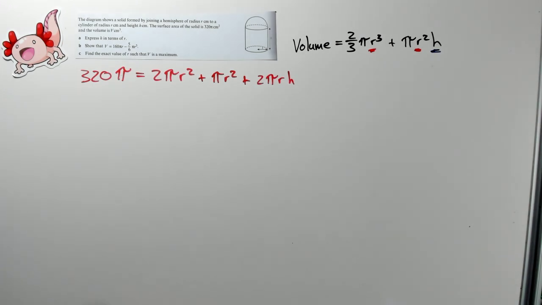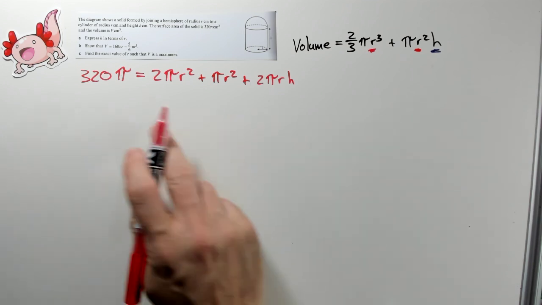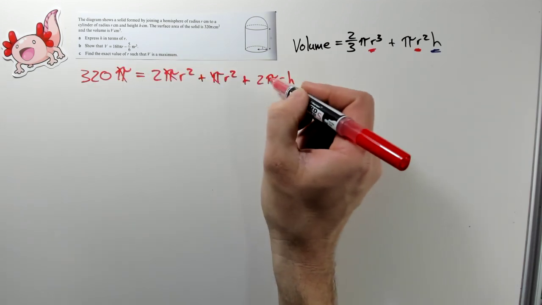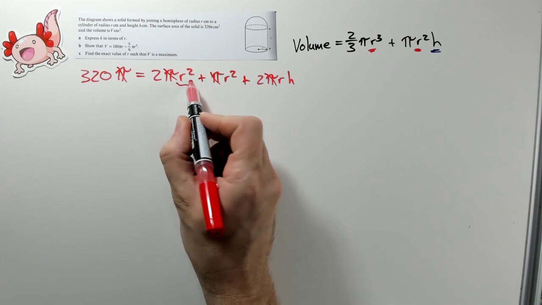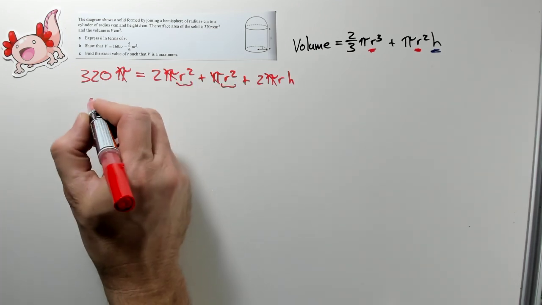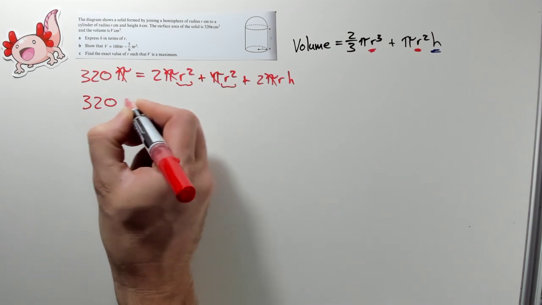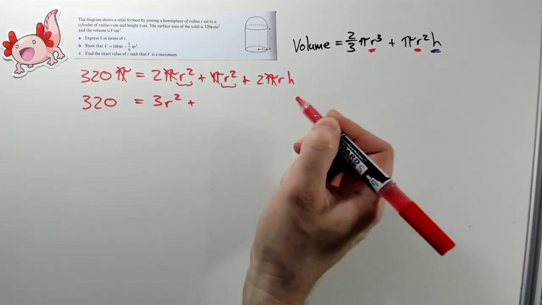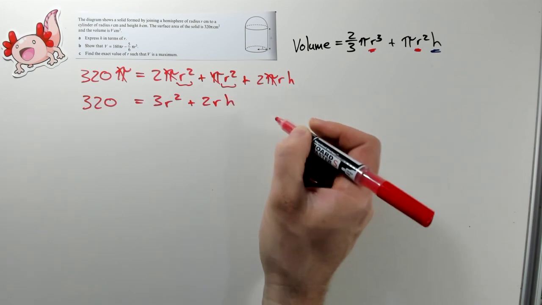Cool, so now we have this nice formula, and I suddenly see every term has a pi, so I'm going to divide all the pi's away. And I actually have like terms here, 2r squared plus r squared. So let's rewrite this nice and neat. I'm going to have 3r squared plus 2rh.